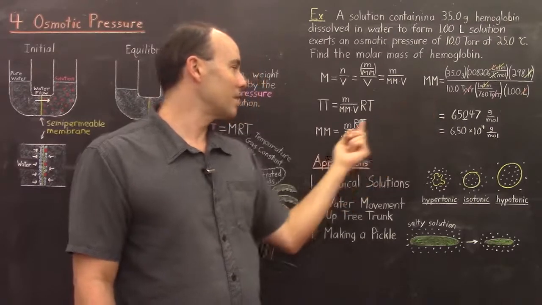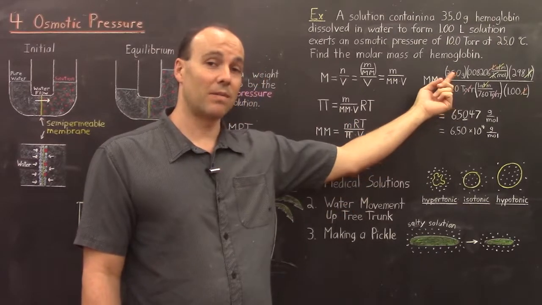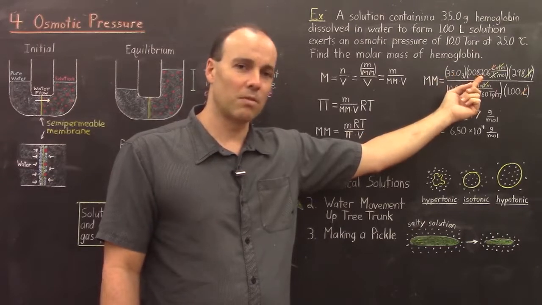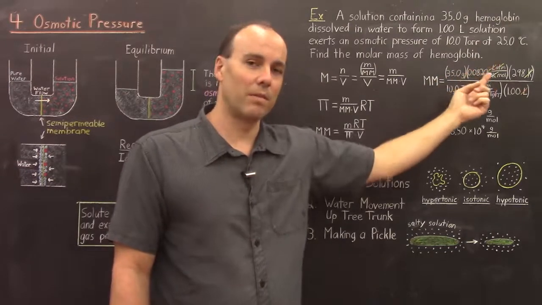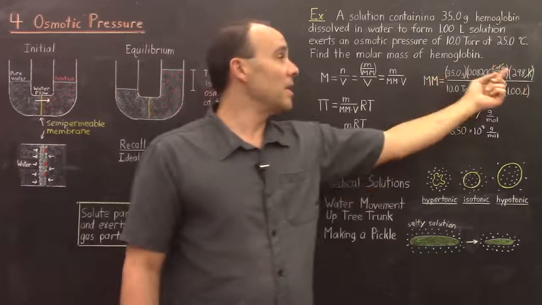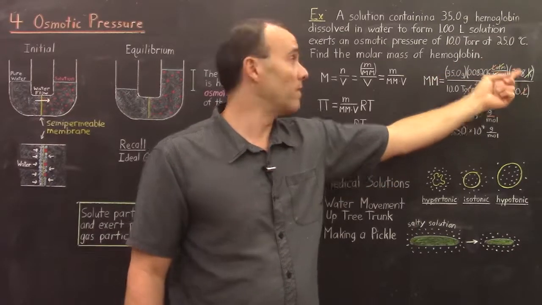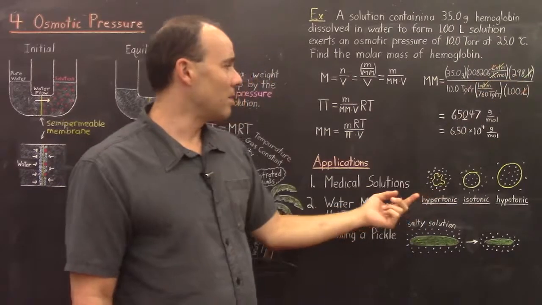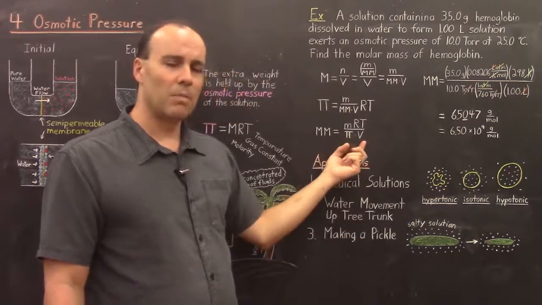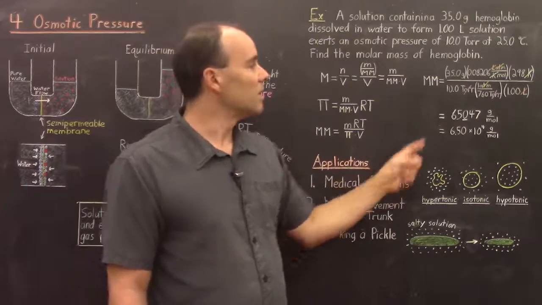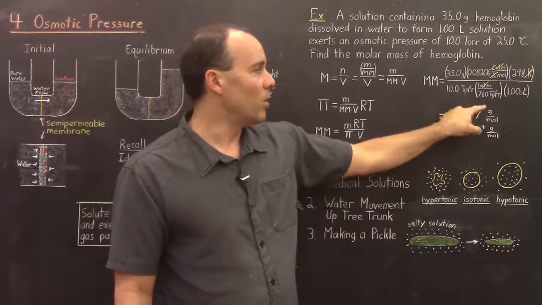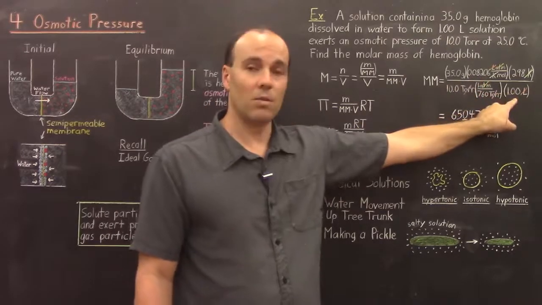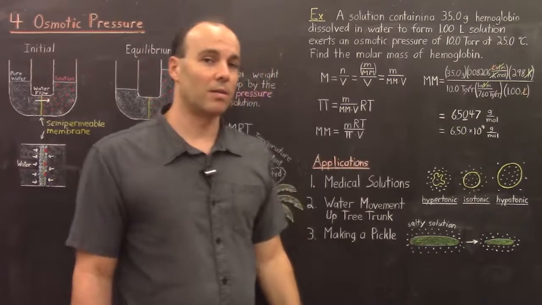The molar mass is equal to the mass, 35 grams, times the gas constant, 0.08206 liter atmosphere per Kelvin mole, and then times the Kelvin temperature. So 25 degrees Celsius is 298 Kelvin. In the denominator, we have pressure and volume, but we want the pressure in atmosphere. So we take our 10 torr and we convert it to atmosphere. And then we also put the volume down there, 1 liter.